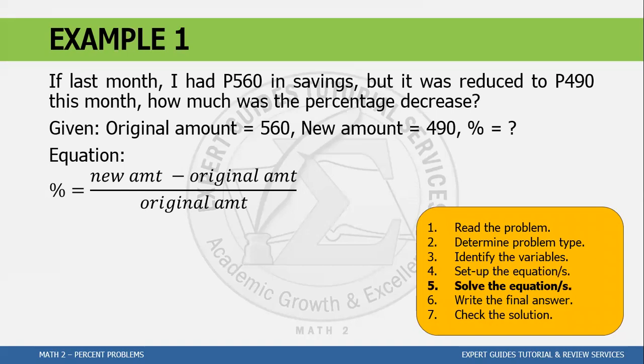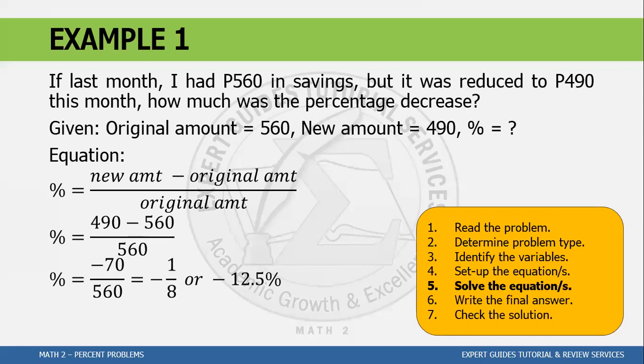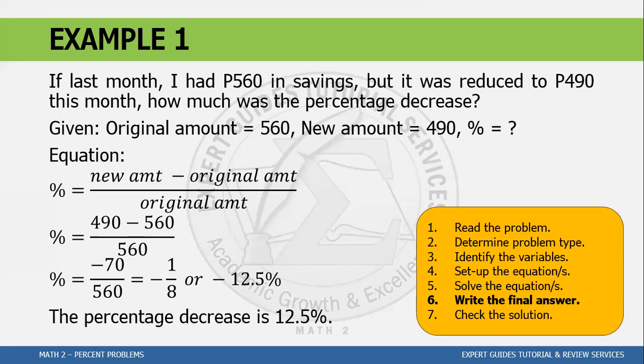We can then solve the equation since we can substitute our given values already. So we have 490 minus 560 all over 560. Simplifying this further, we have negative 70 all over negative 560, which simplifies to negative 1/8, or in percent form, negative 12.5%. So when we write our final answer, we say that the percentage decrease is 12.5%. Note that we don't have to write a negative symbol anymore since it is already implied by percentage decrease that the price decreased.